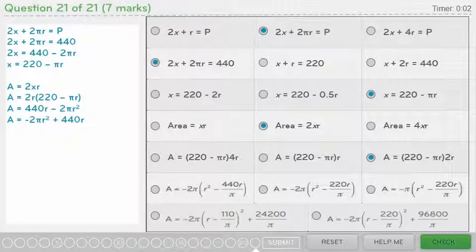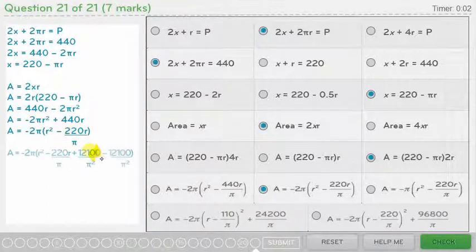First thing we would need to do is factor out the leading coefficient. Normally that might just be the negative 2, but because we have a pi, we also have to factor that out. So we factor out a negative 2 pi, and we're left with negative 2 pi, and then brackets r squared minus 220r over pi. Now we'll take this term, we'll divide it in half, and then square it. And we'll add that number, which is 12,100 over pi squared, minus 12,100 over pi squared.